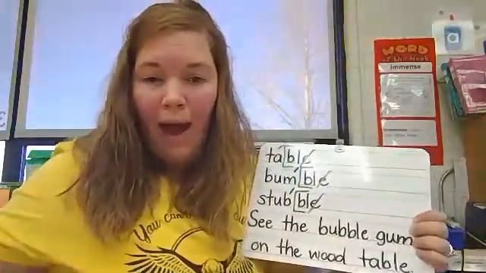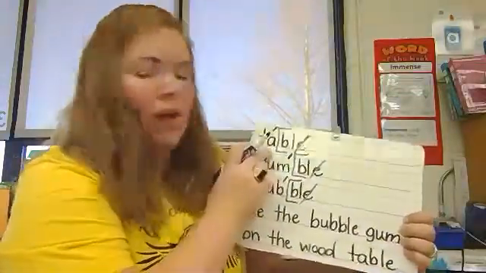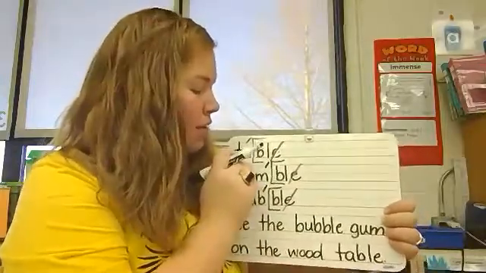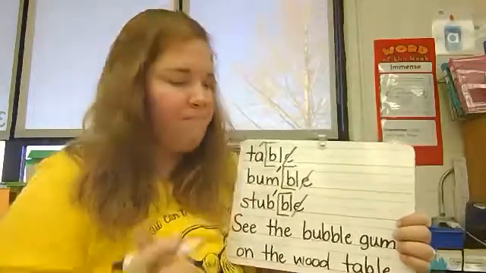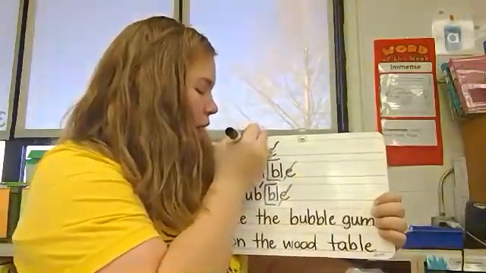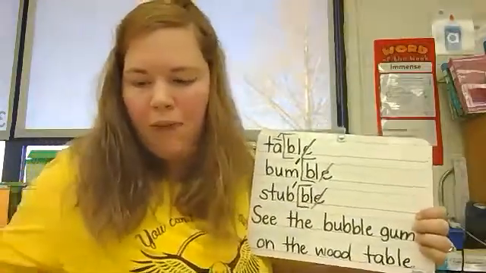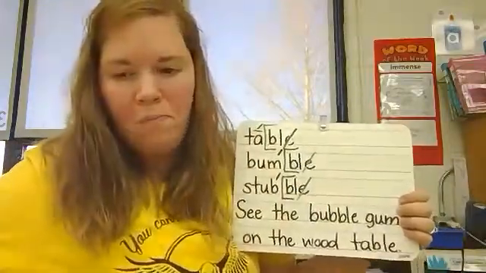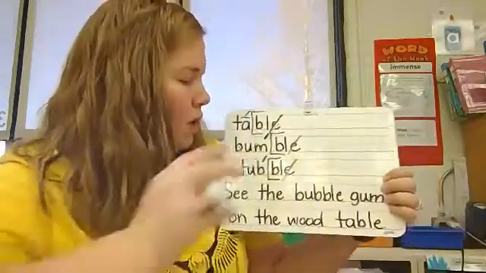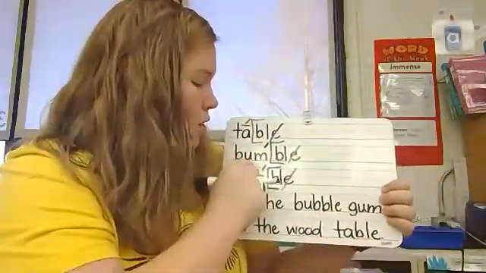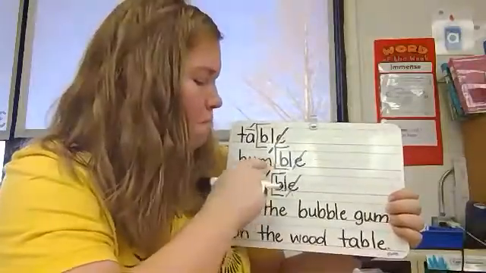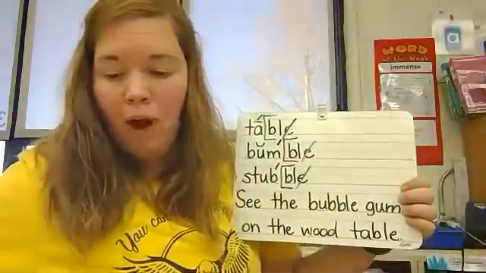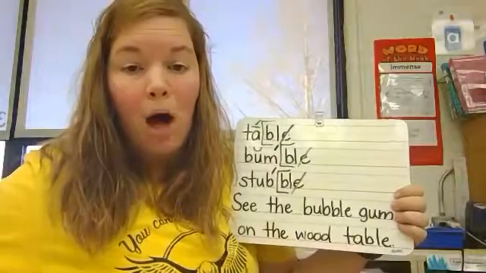Okay, now let's look back at the word table. How do we code the letter A when it is open and accented? There's not a consonant after it before the bracket. In the word table, the A says A. We need a macron above the A. It is a long A sound. So this is how you code the word table. Now let's look at bumble. The U has a consonant after it and before the bracket. So this is going to be short U. Put a breve above the U. This word is bumble.